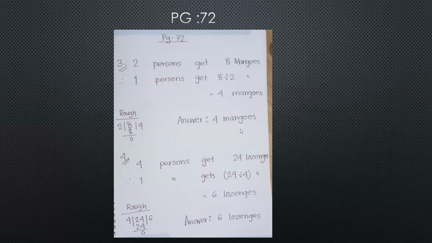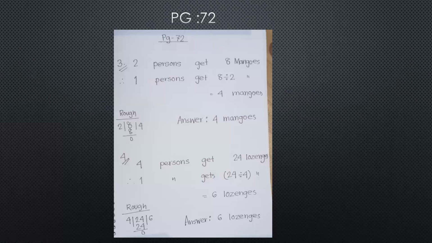So two persons get 8 mangoes, so one person gets 8 divided by 2 mangoes, which is equal to 4. 2 4s are 8. You can take it off here. 2 4s are 8, 0. So our answer is 4 mangoes.